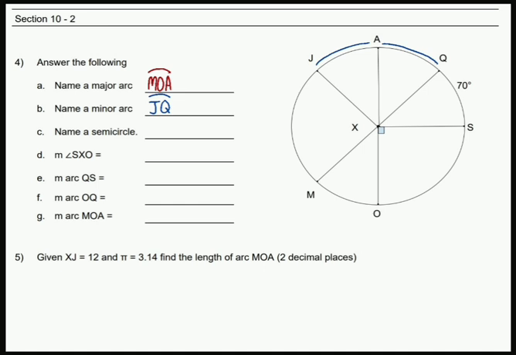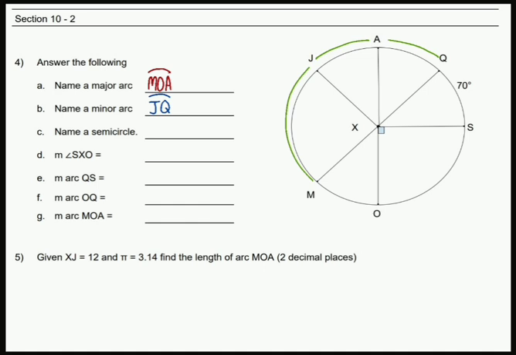Minor arcs only have a beginning and end. The 3rd point on the major arc is what tells you it's a major arc. If you only have a beginning and end, you're supposed to go the shortest way there. So JQ is the shortest path, which leads through A, but doesn't include A in its name.